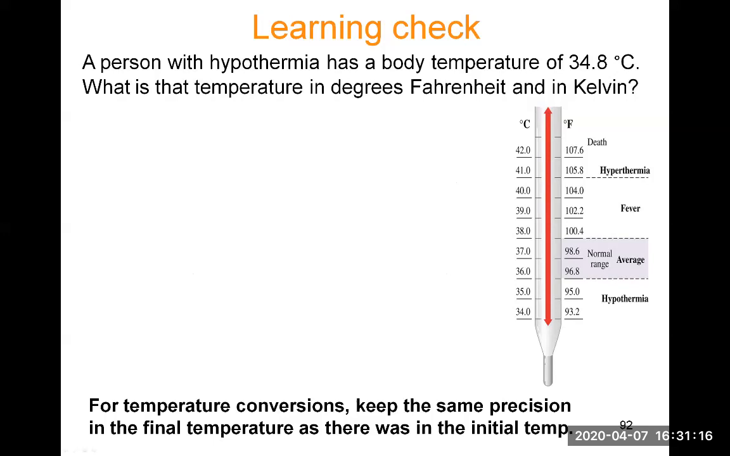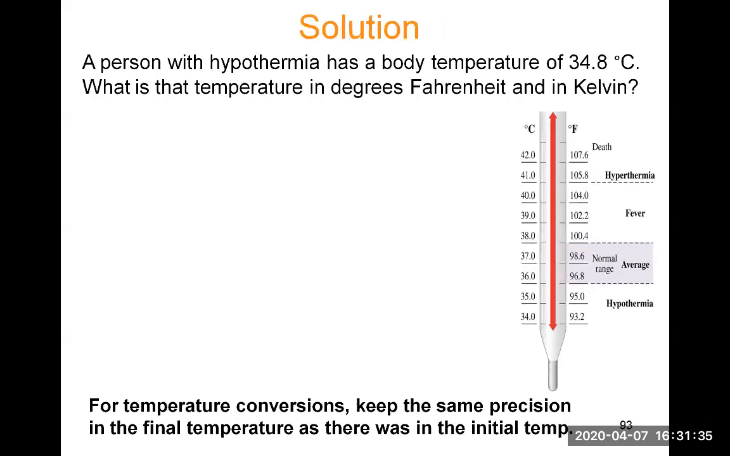So we have 34.8 degrees Celsius, and we want that in degrees Fahrenheit. Out of the equations we have, we want to use the one that says degrees Fahrenheit as a function of degrees Celsius. That will be the one that says degrees Fahrenheit equals 1.8 times degrees Celsius plus 32.